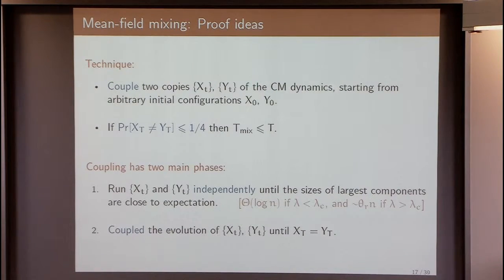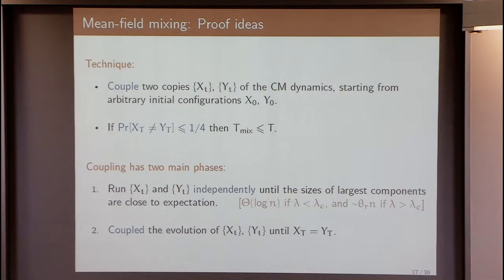To bound the mixing time, we use the coupling technique. We will analyze two copies of the Markov chain starting from arbitrary initial configurations, and we know that if at some time t the probability that the chains are not coupled is bounded by some constant, then this time provides a bound for the mixing time.